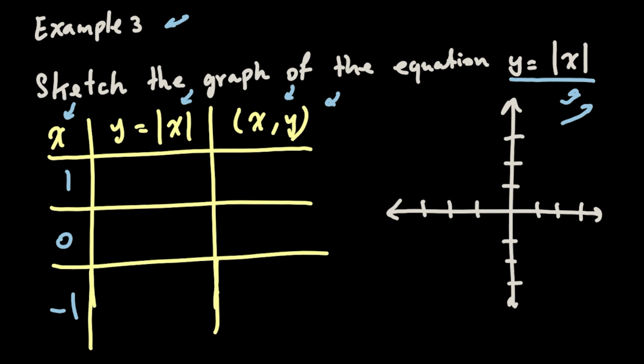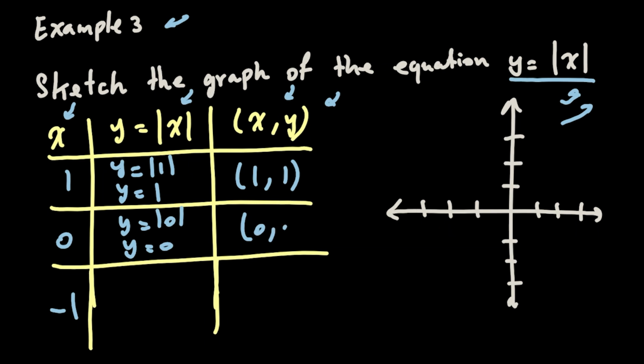So now, y would equal the absolute value of 1, which is y equals 1. So we'll have 1 and 1 here. y equals the absolute value of 0. So y would equal 0. So we'll have 0 and 0. And here y would equal the absolute value of minus 1. So y would equal 1. So we'll have minus 1 and 1 as coordinates.